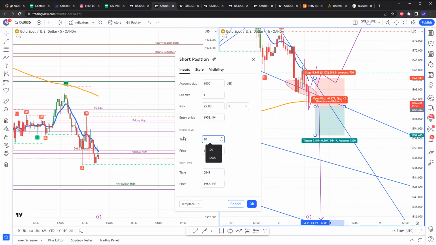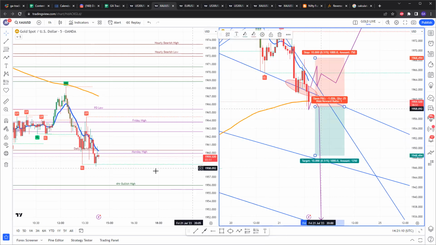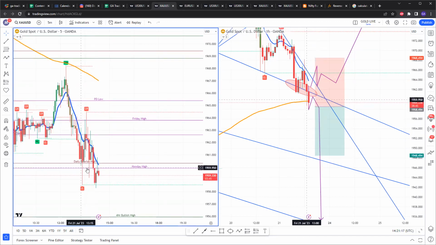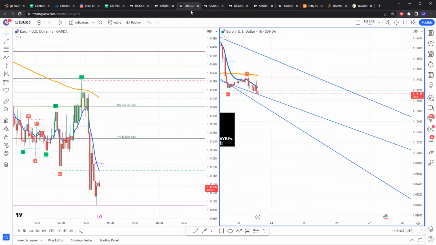So that's how you can trade gold. And a nice confluence, a big reason why I like this confluence, look at this. We have this daily bearish high right here, and you can see price is literally rejecting from this daily bearish high. So I do see gold continuing to melt to the downside.